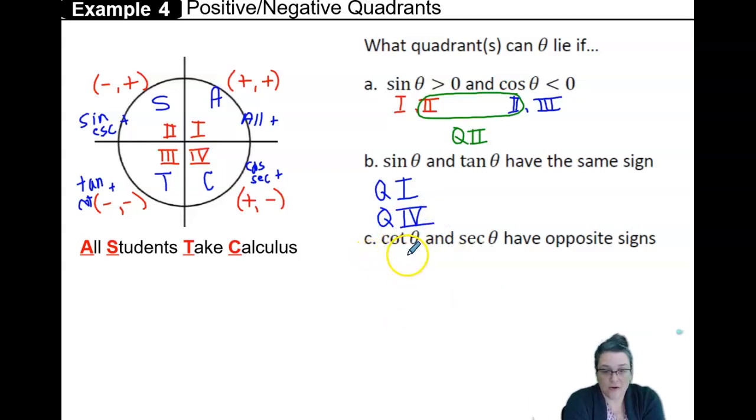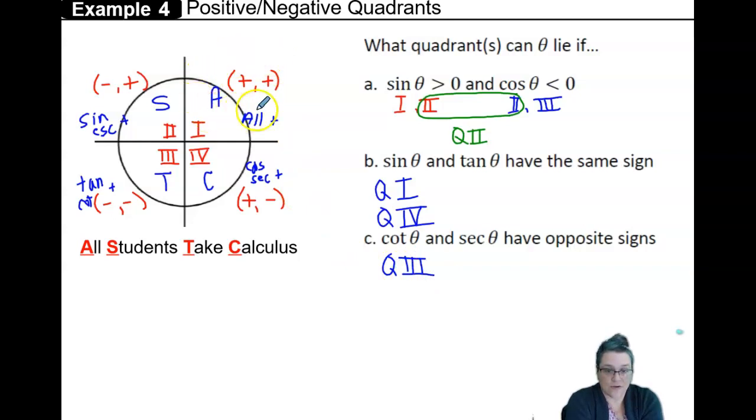In part C, cotangent and secant have opposite signs. Cotangent is the reciprocal of tangent. Secant is the reciprocal of cosine. So we're looking for a place where cosine and tangent have opposite signs. Looking at quadrant 3, that's the quadrant where tangent and cotangent are positive and everything else is negative. So quadrant 3 would be a place where cotangent and secant have opposite signs.